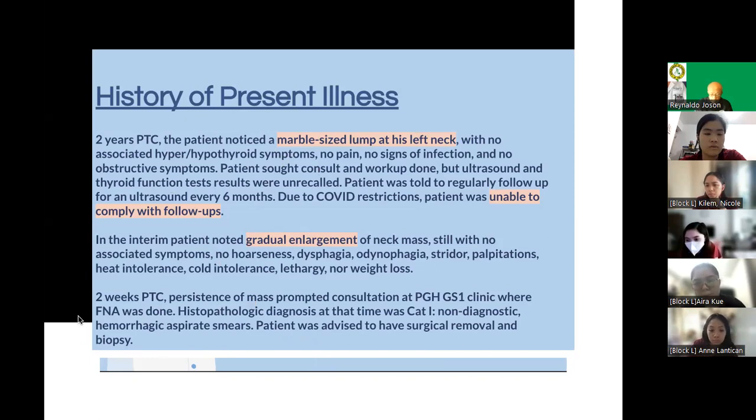So in October of last year, he sought consult at the GS1 clinic, where he was told to undergo FNA, and then it was done, and his histopath results came back as CAT1 non-diagnostic with hemorrhagic aspirate smears. This January, he came back for a follow-up, and this patient was advised to have surgical removal and biopsy. Next slide.